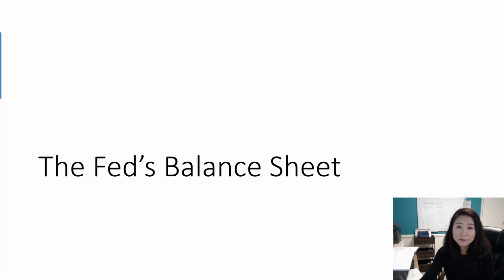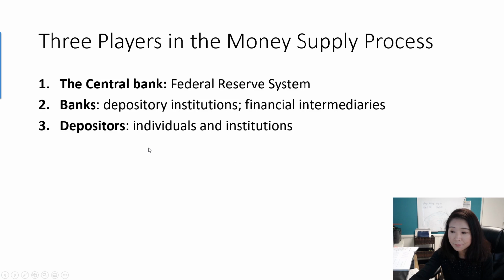So in this video, we're going to look at the Federal Reserve's bank balance sheet. But before we look at the balance sheet, how this T account looks like, the liabilities and assets, we need to look at the three players in the money supply process. The interaction of the three players will help us understand where money comes from. So what are the three players?